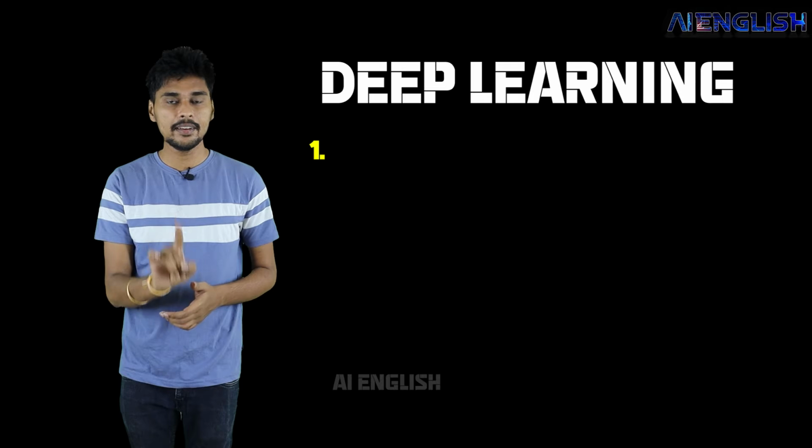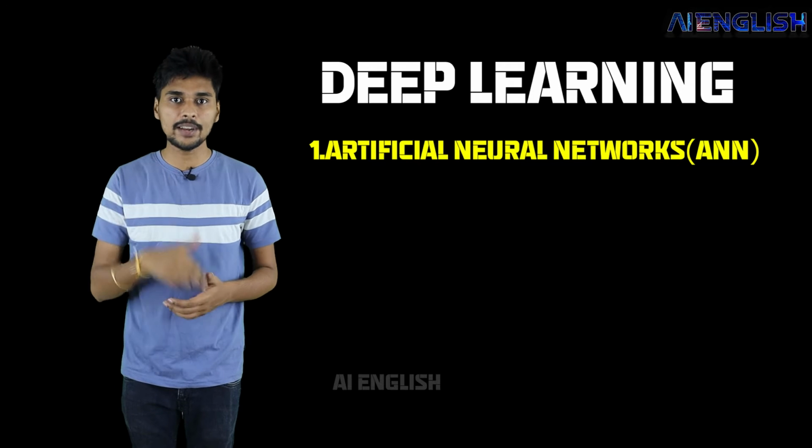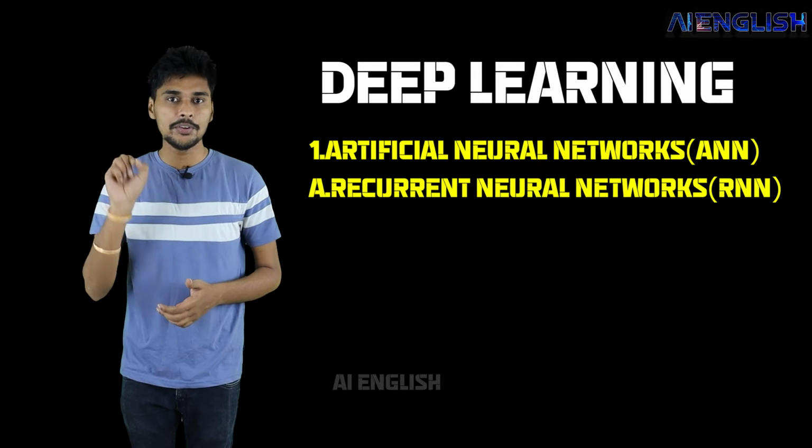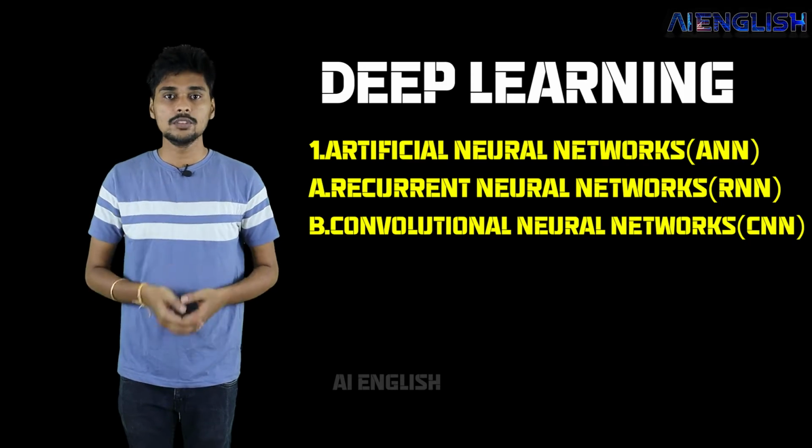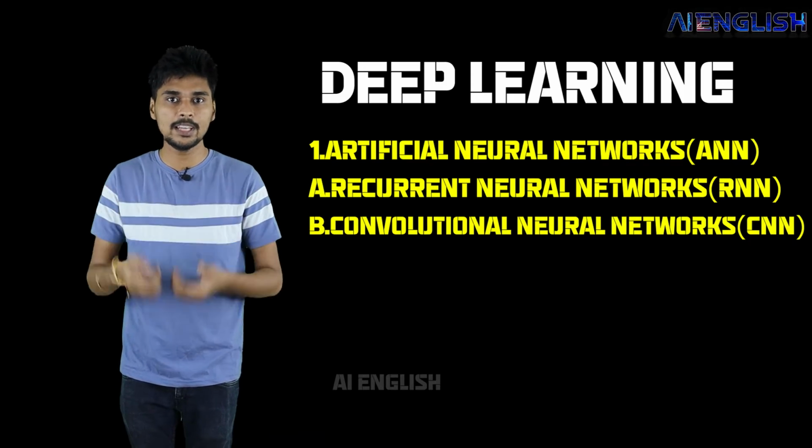Now again, in deep learning there are three types. First one is ANN, artificial neural networks. The second one is RNN, recurrent neural networks. And finally CNN, convolutional neural networks. So in this video, we will understand the three types of deep learning.